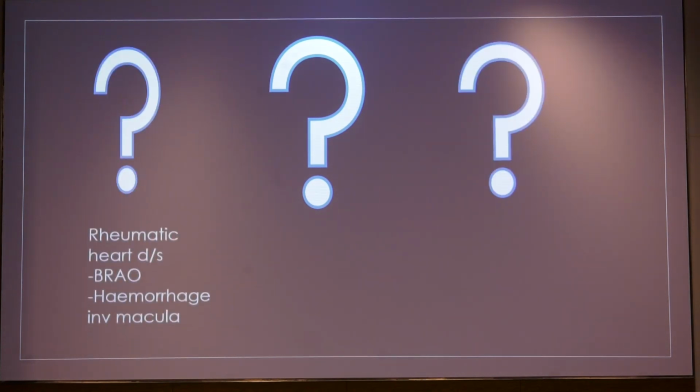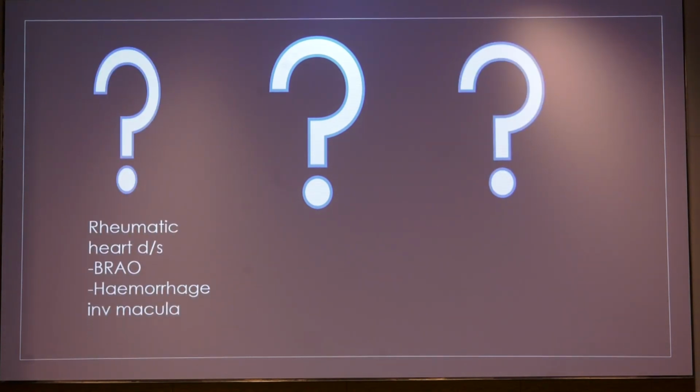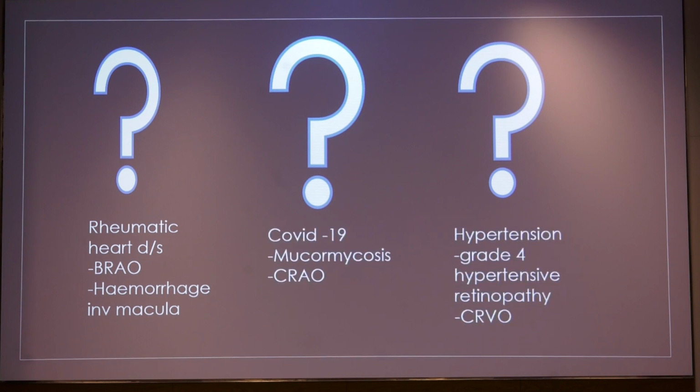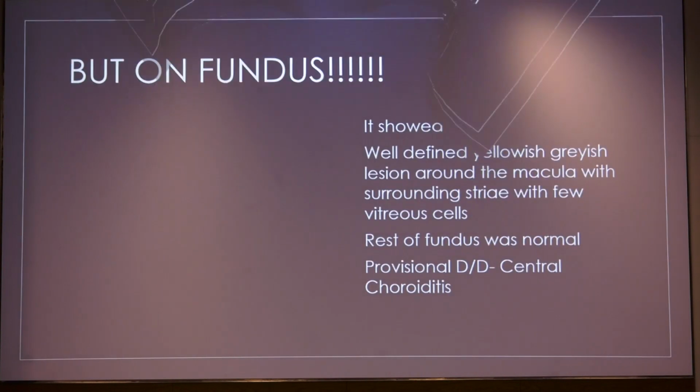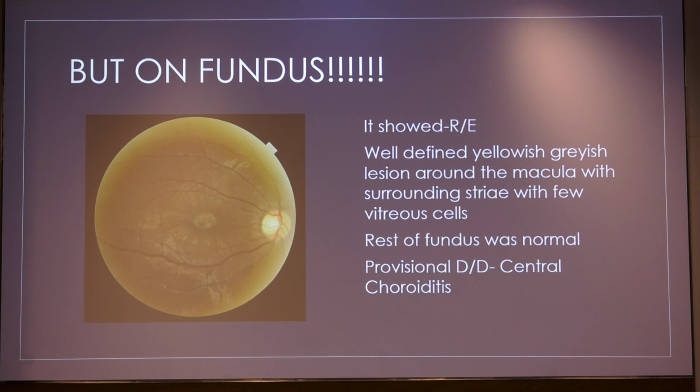On this basis, we started to think of various diagnoses. Can it be due to rheumatic heart disease, like BRAO or hemorrhage involving the macular region, or due to COVID, like mucormycosis or CRAO, or due to hypertension, like grade 4 hypertensive retinopathy or CRVO? So we did the dilated evaluation, and it showed a well-defined yellowish-grayish lesion around the macula with surrounding striae and few vitreous cells, suggestive of central choroiditis.